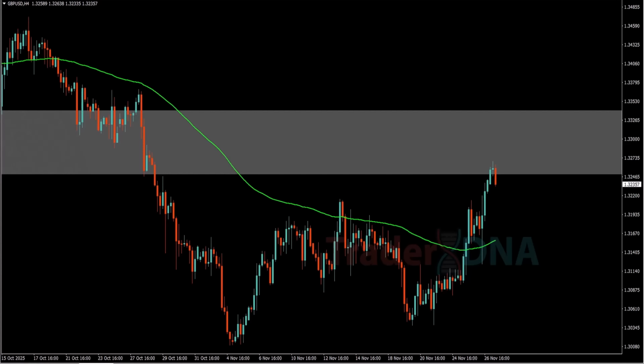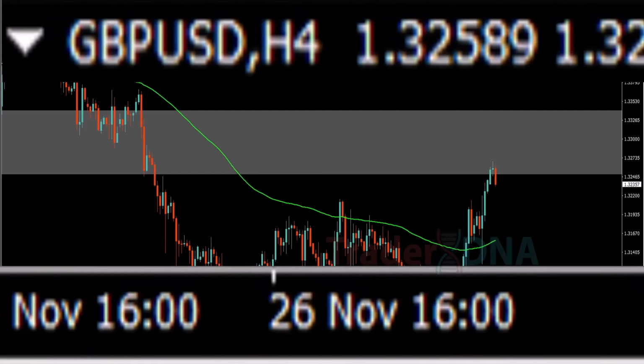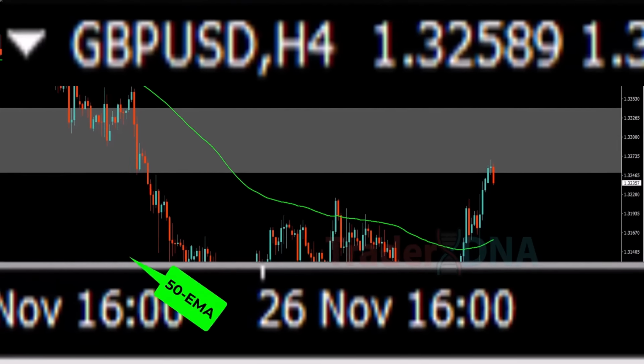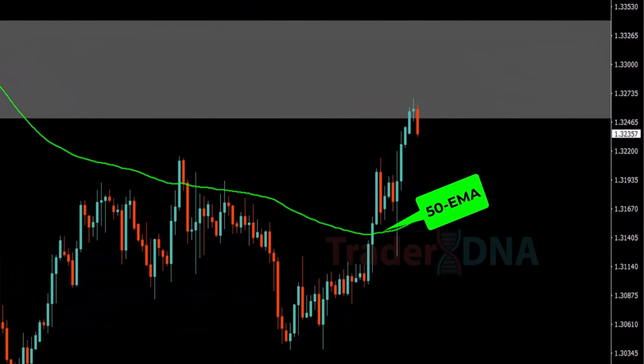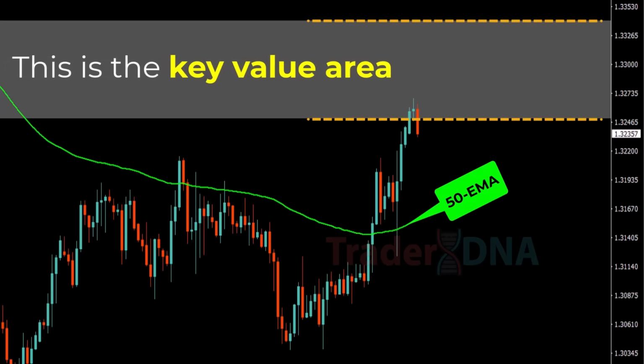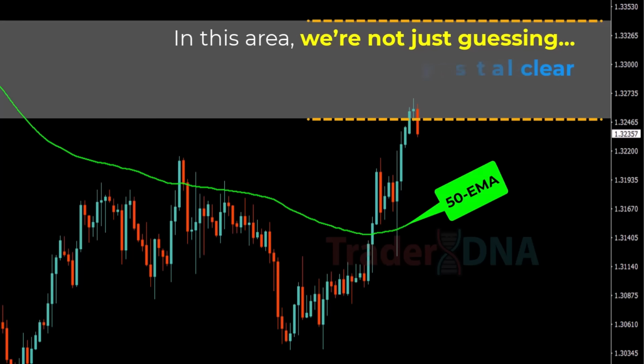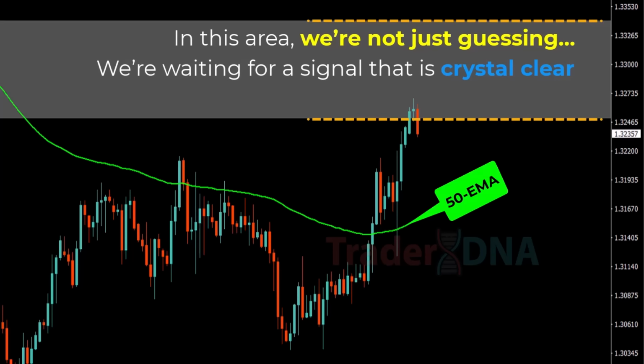Let's go. All right, take a good look at the screen because this is the moment that matters. This is the H4 chart of GBPUSD, and on this time frame, we've got a massive amount of space to hunt for the perfect sell signal. This isn't just any random zone, this is the key value area, the exact place where high quality opportunities usually pop up. And in this area, we're not just guessing, we're waiting for a signal that is crystal clear, a signal that even a complete beginner could point at and say, yes, that's the entry.